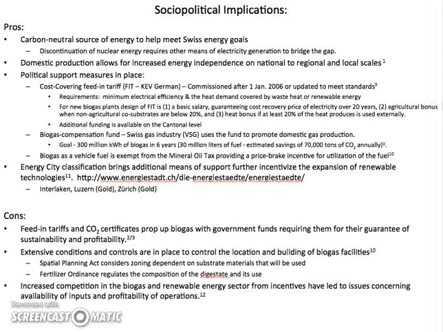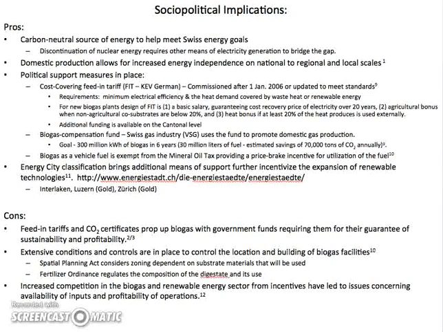The Biogas Compensation Fund has been set up by the Swiss gas industry and uses the fund to promote domestic gas production. Their goal is to supply the grid with 300 million kilowatt hours of biogas within 6 years. This is an equivalent of 30 million liters of fuel with an estimated savings of 70,000 tons of carbon dioxide annually.